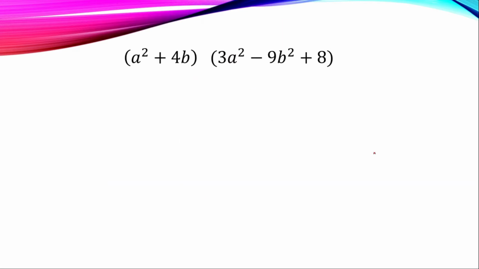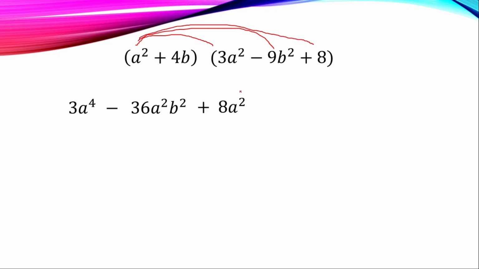The quantity a squared plus 4b times the quantity 3a squared minus 9b squared plus 8. This time, we are dealing with two variables. So let's try this. We have a squared times 3a squared. We have 3a raised to 4. Then the next one, we have negative 36a squared b squared. And then the next one, we have positive 8a squared.